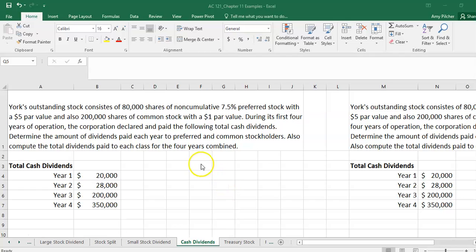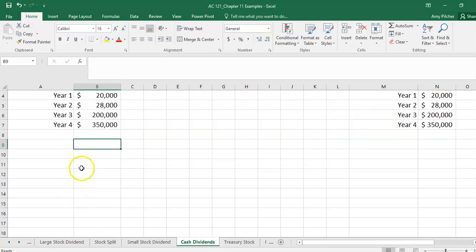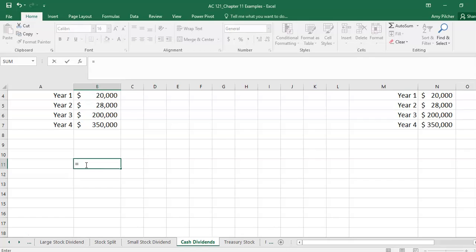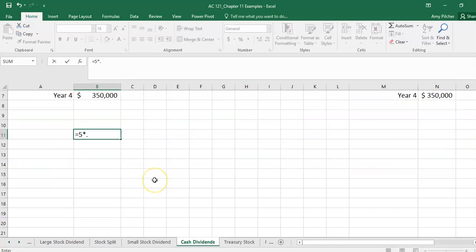We are going to look at an example with non-cumulative preferred stock and then cumulative preferred stock. We'll look at the non-cumulative preferred stock first. In this, we have 7.5% preferred stock. That means that they are guaranteed a 7.5% dividend on the $5 par value of that stock. So when we look at how much that dividend is, we take the $5 par value times 7.5%.